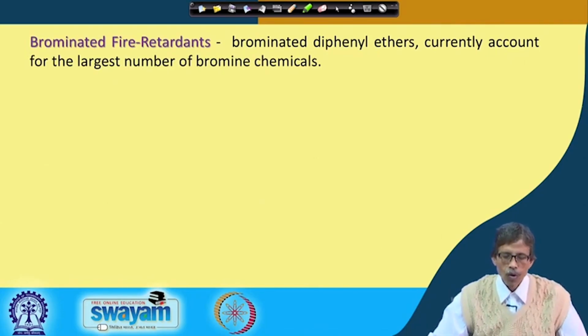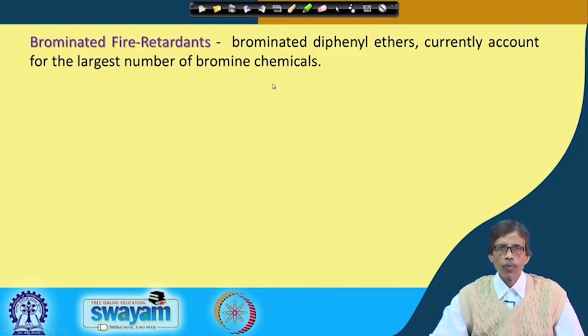So, the brominated form of these, that means it is further brominated, and this particular compound has a huge industrial demand as a fire retardant agent. Currently it accounts for the largest number of bromine chemicals that industry produces for us.